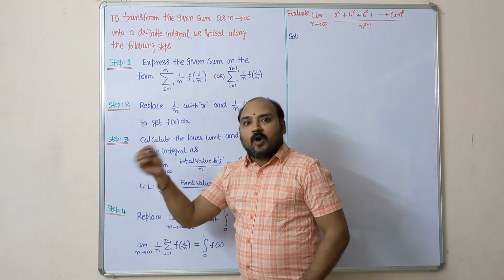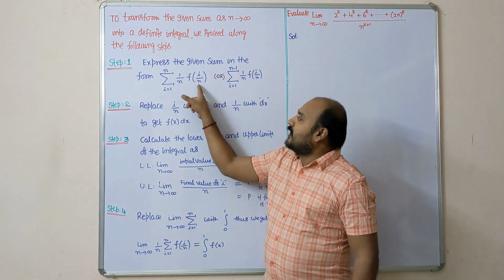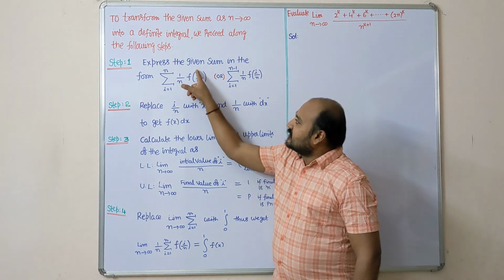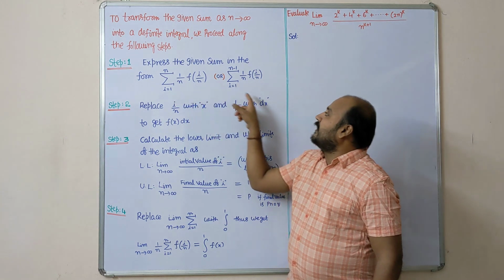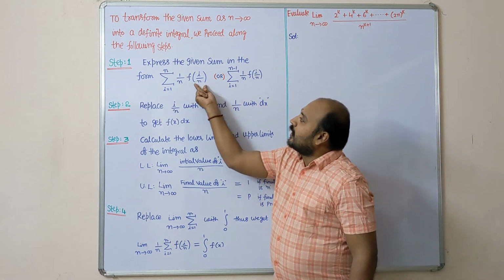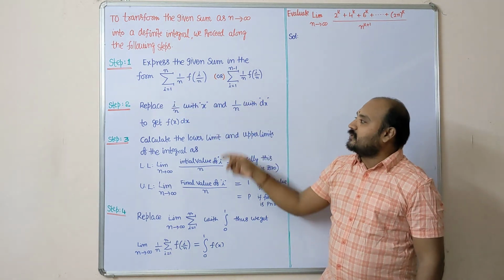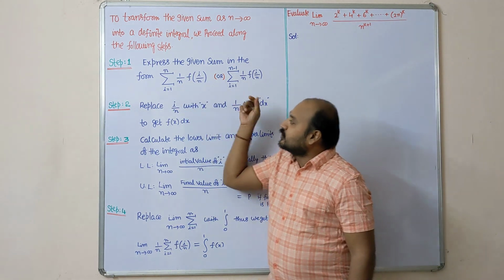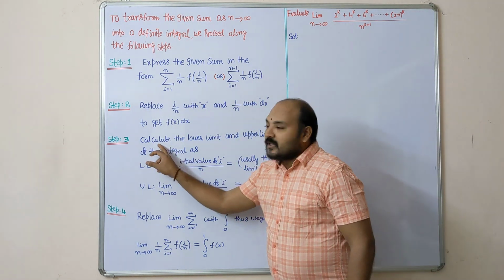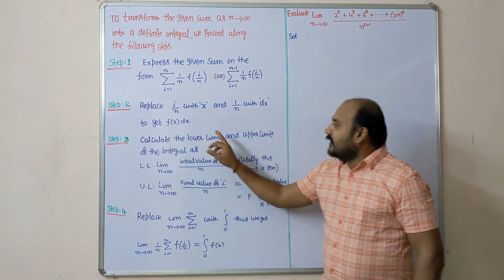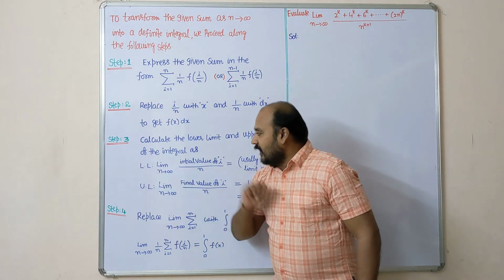In the second step, you replace i by n with x, and 1 by n with dx. In place of i by n, x. In place of 1 by n, dx you have to write. Then you will get f of x into dx. Later on, in step 3, calculate the lower limit and upper limit of the integral.